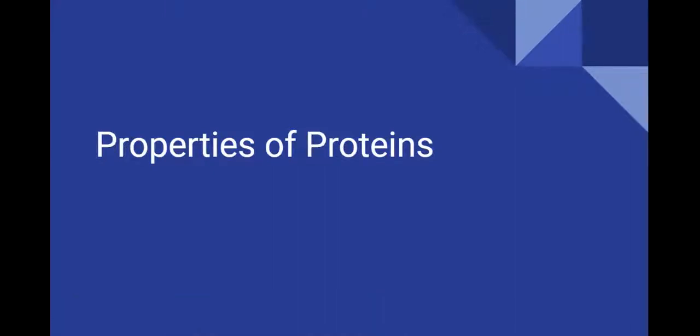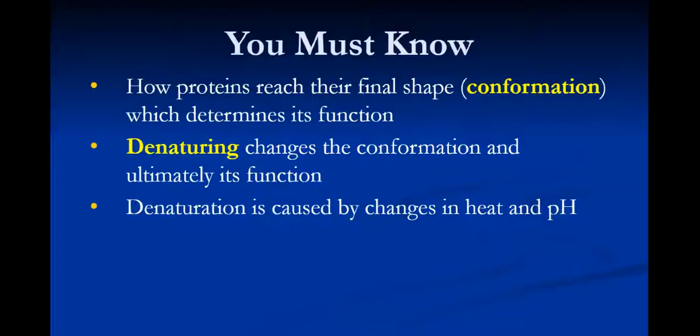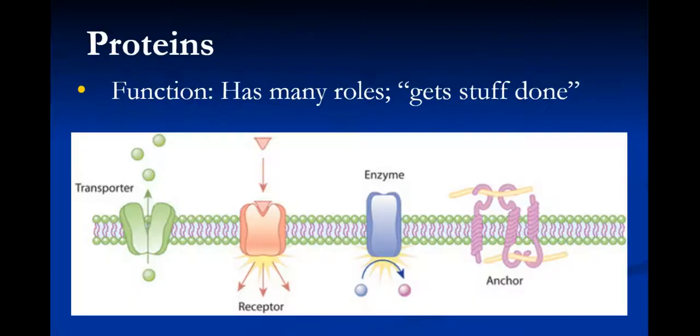Today we're going to be talking about the properties of proteins. First up are the must-knows. We will be talking about how proteins reach their final shape, known as a conformation. This ultimately is going to determine its function. We can denature these proteins. These denaturations will cause changes in the conformation, that shape, and ultimately cause a change in its function. The denaturation process can be caused by changes in heat or pH.